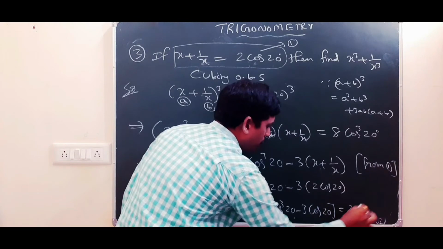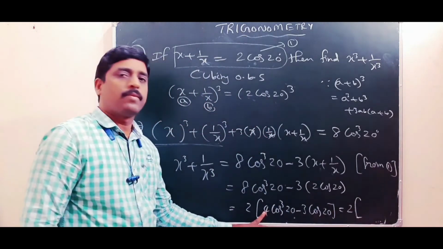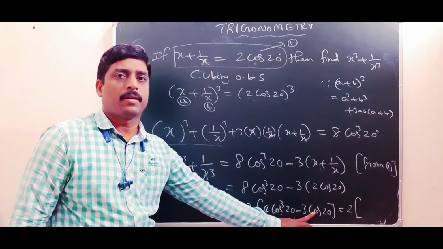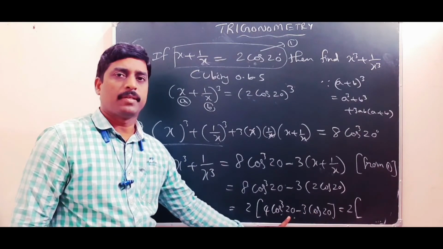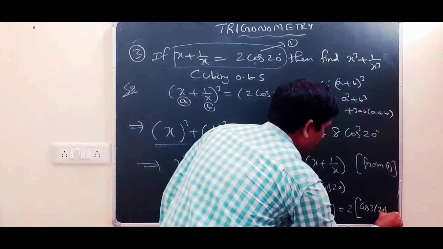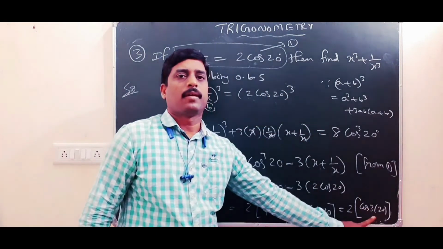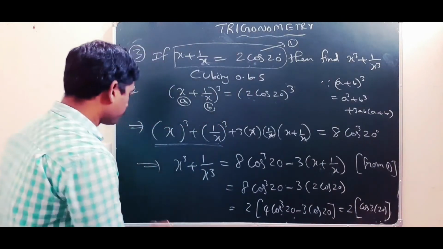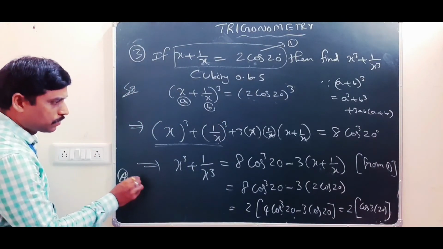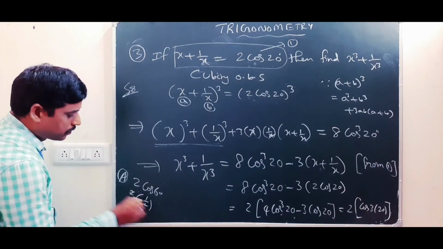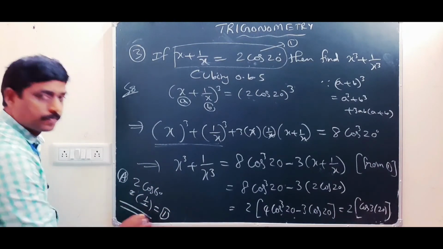So this will be 2 times (4 cos³ θ minus 3 cos θ). What is the formula? cos 3θ, where θ is 20. So this is cos 3 into 20, so cos 60. Cos 60 value is 1/2. The 2s get cancelled. So what is the answer? 2 cos 60, 2 into 1/2, so the answer is 1.